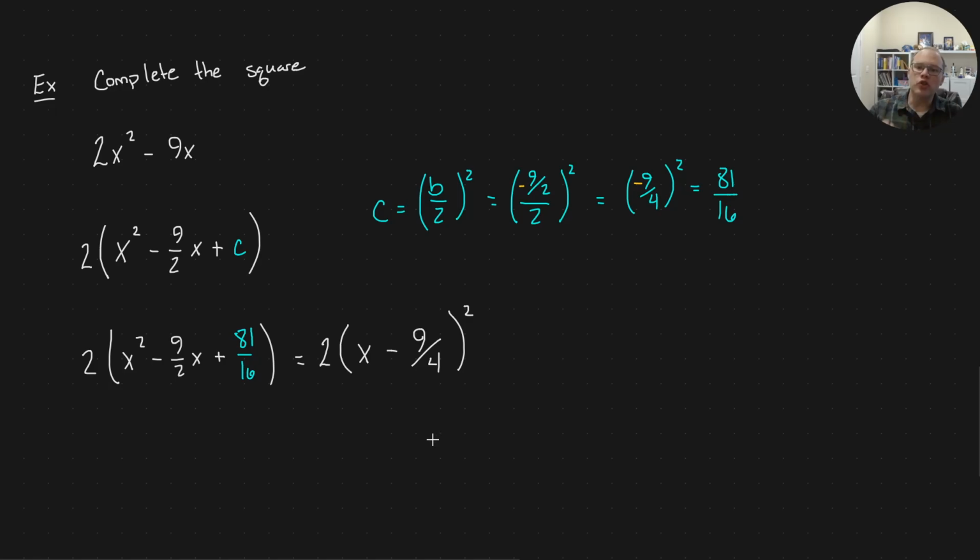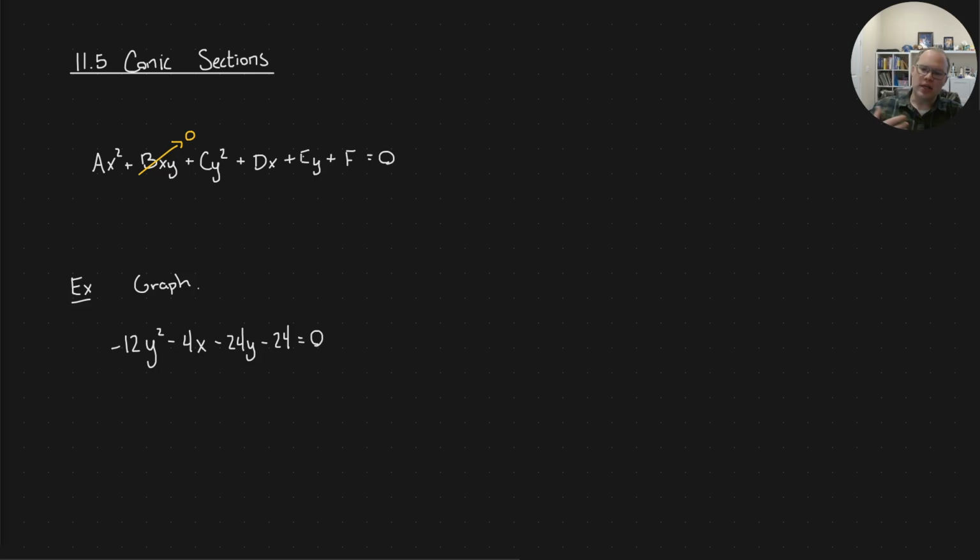So we are going to use this technique to complete the square to turn our conic sections that are not in standard form into conic sections in standard form. Let's take a look at some examples of graphing conic sections that are not in standard form by first turning them into standard form by completing the square. Okay? So I have here a conic section. I want to graph it. So I need to put it in standard form.